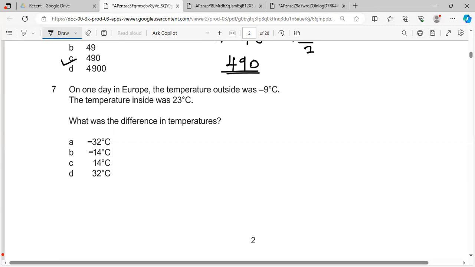So it says, on one day in Europe, the temperature outside was -9. Temperature inside was 23 degrees Celsius. What was the difference in temperature? Sir, in my math class, I learned that since there's a negative, when there's two negatives, like the minus and the negative, that just automatically means it's addition.